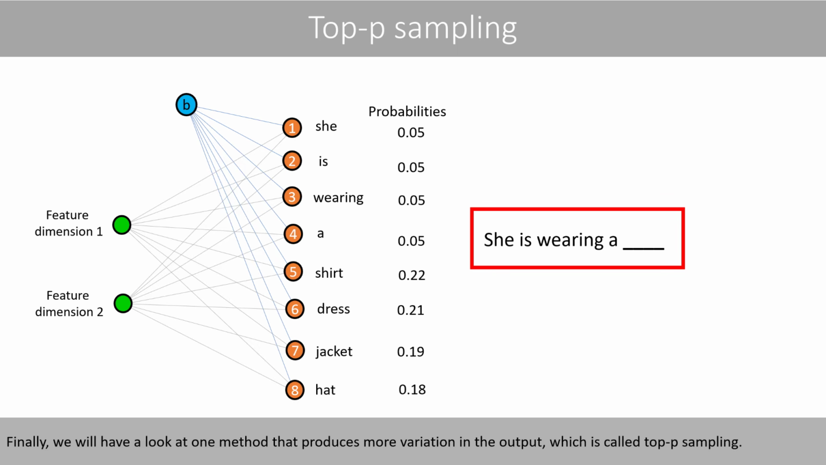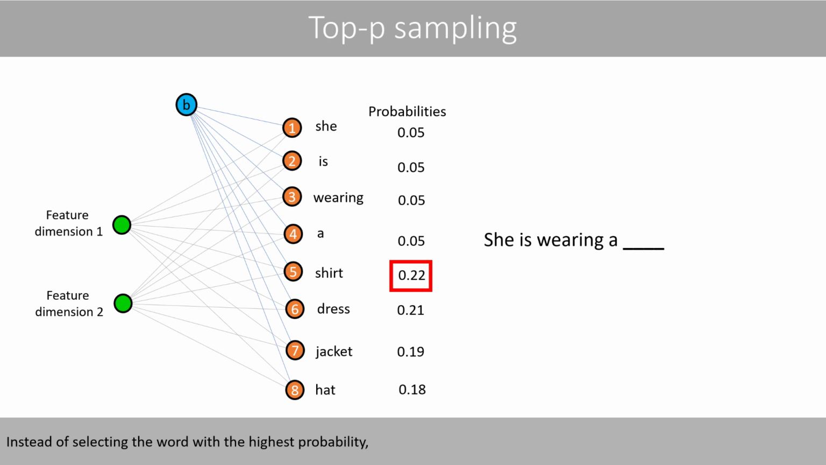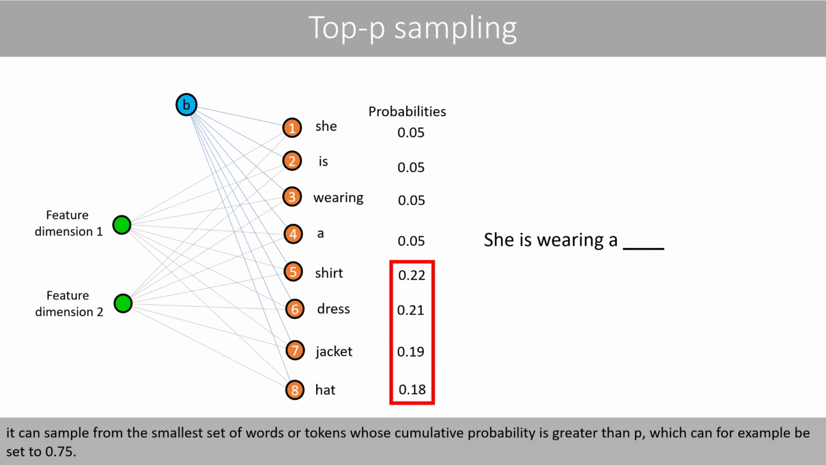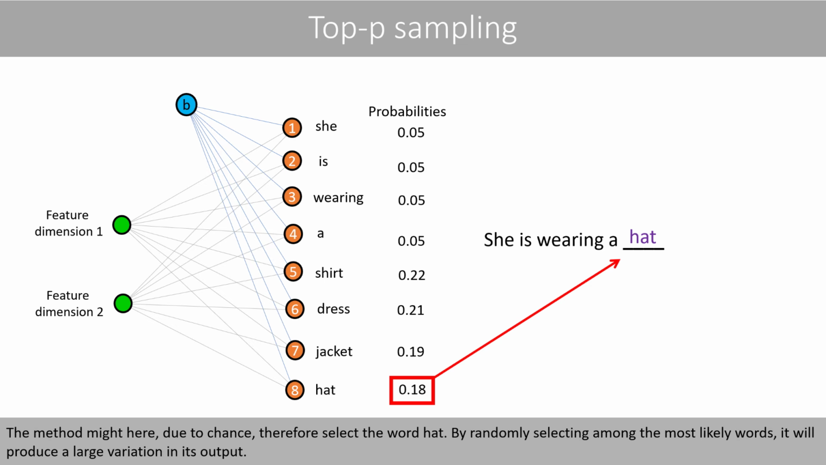Finally, we will have a look at one method that produces more variation in the output, which is called top P sampling. Instead of selecting the word with the highest probability, it can sample from the smallest set of words or tokens whose cumulative probability is greater than P, which can, for example, be set to 0.75. The method might here, due to chance, therefore select the word hat. By randomly selecting among the most likely words, it will produce a larger variation in its output.